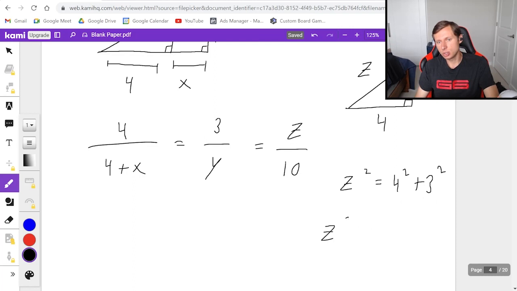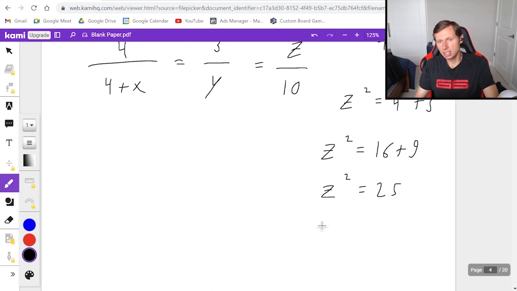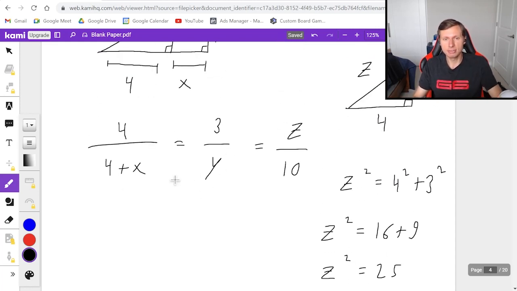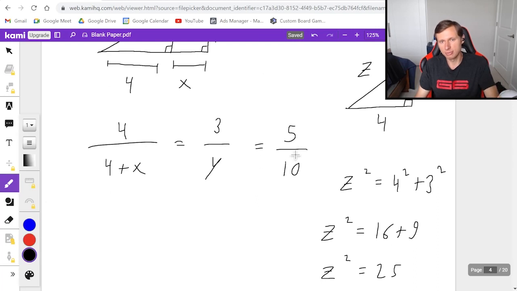And then z squared is going to equal 16 plus 9. That means z squared equals 25. And you take the square root and z equals 5. Now, the question wasn't asking for z, but now that I have z, I can fill it in right here. And now that's 5 over 10, or 1/2. And now I can solve for whatever I want.